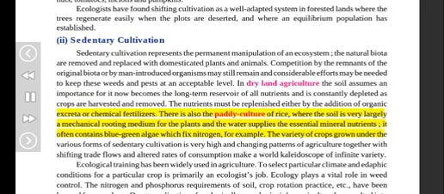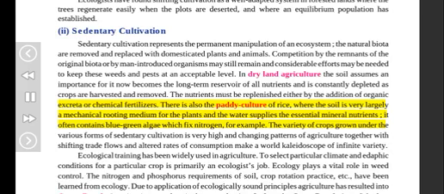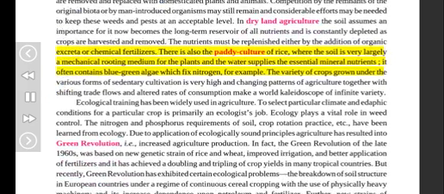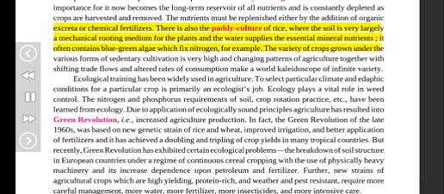There is also the paddy culture of rice, where the soil is very largely a mechanical rooting medium for the plants and the water supplies the essential mineral nutrients. It often contains blue-green algae which fix nitrogen, for example. The variety of crops grown under the various forms of sedentary cultivation is very high, and changing patterns of agriculture together with shifting trade flows and altered rates of consumption make a world kaleidoscope of infinite variety.